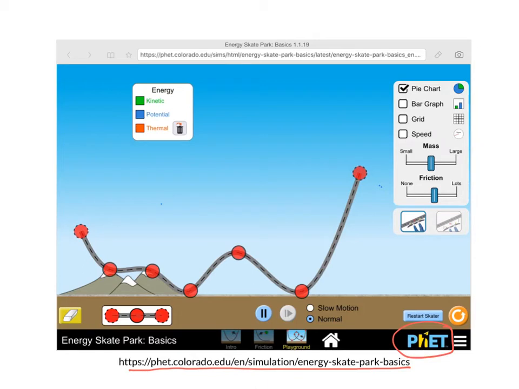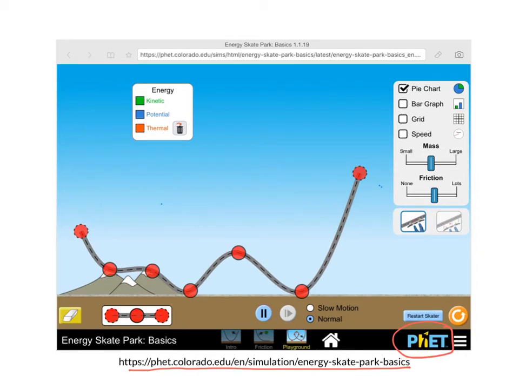He's still got some potential energy because he's still above the ground down here. So this level right here is above the ground. So he's got some gravitational potential energy, but he doesn't have any kinetic energy because he stopped moving. Okay, so let's go back to restart.